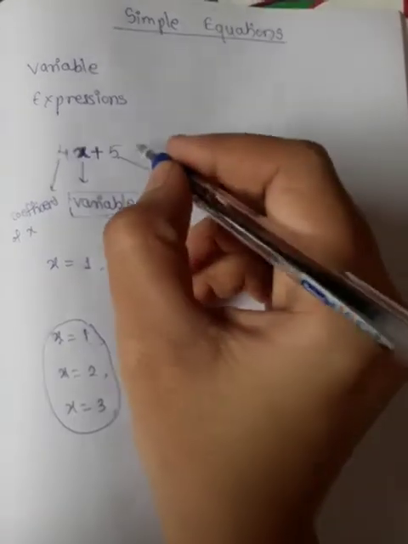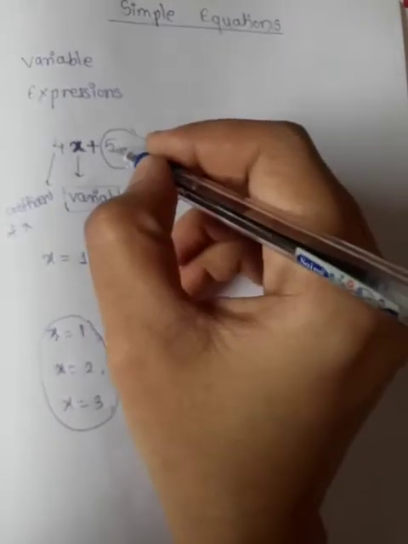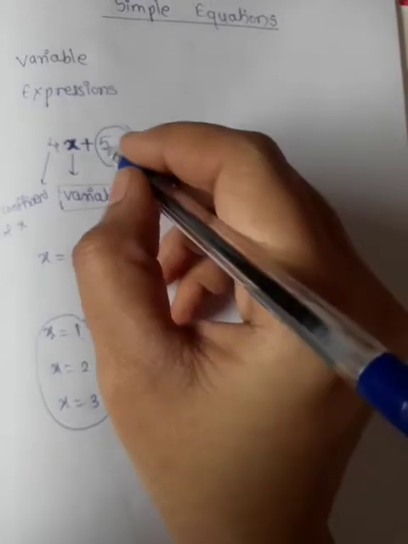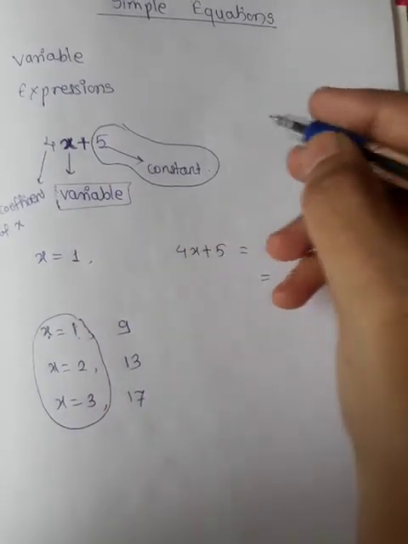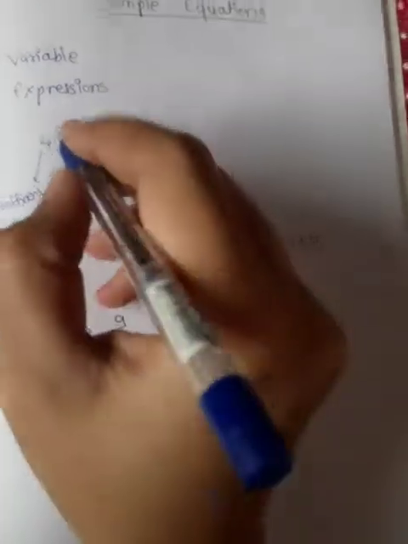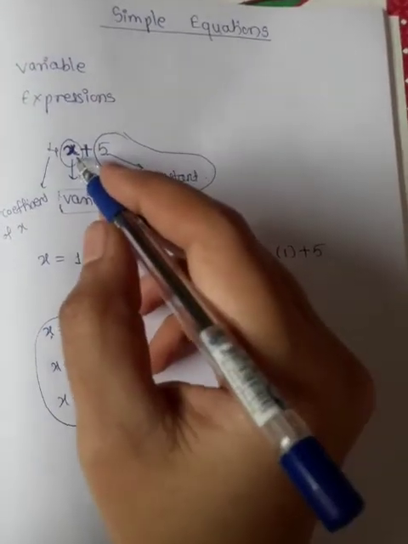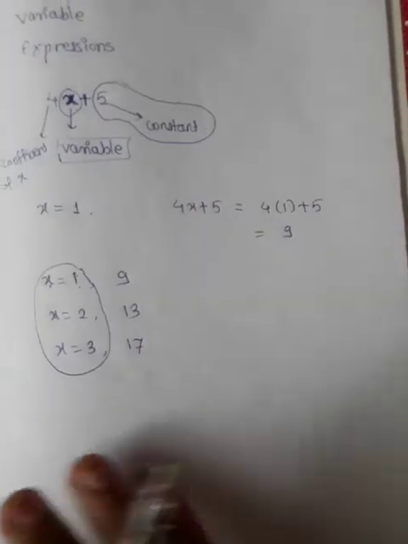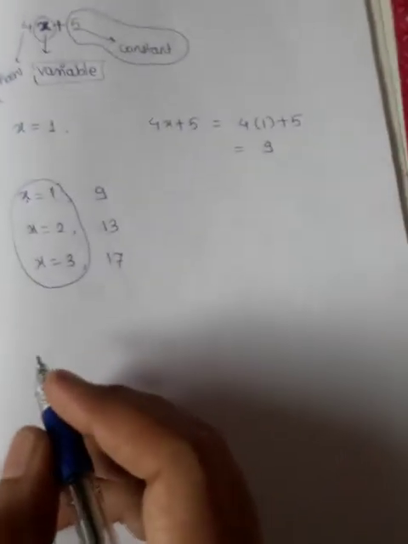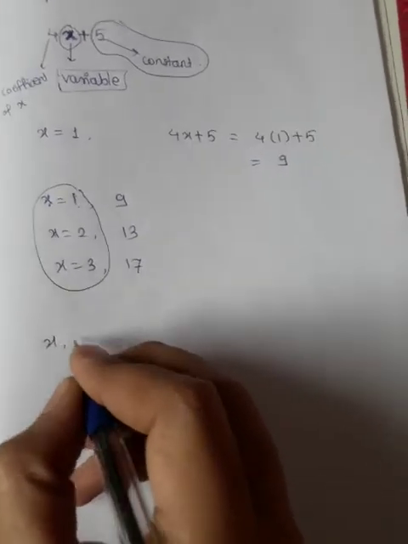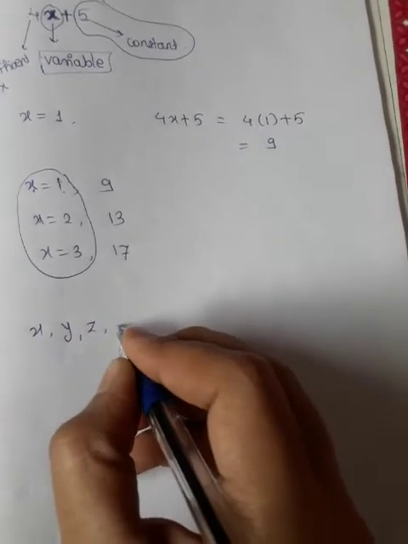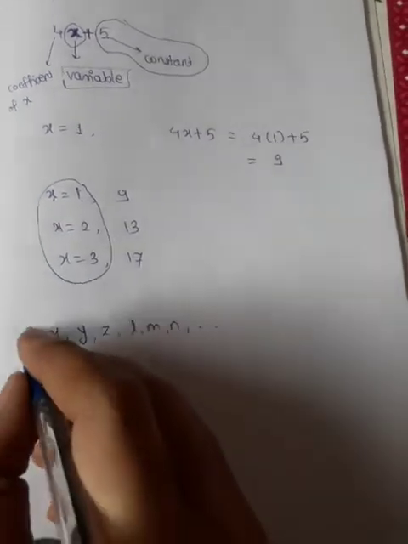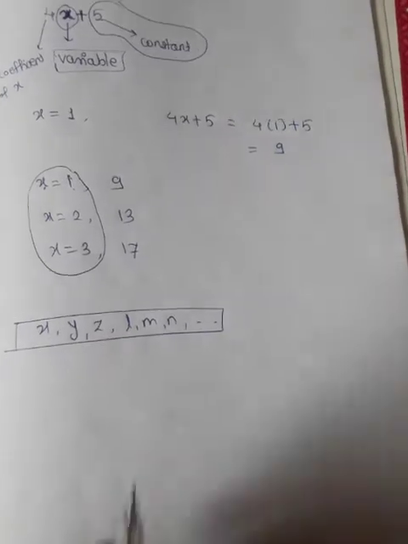And here, see, 5 is the constant, so the value of 5 is fixed. It can't vary. So we call 5 a constant. All numbers are constants. Variable means something can vary. So here x is a variable. We denote variables by small letters like x, y, z, l, m, n, and so on.